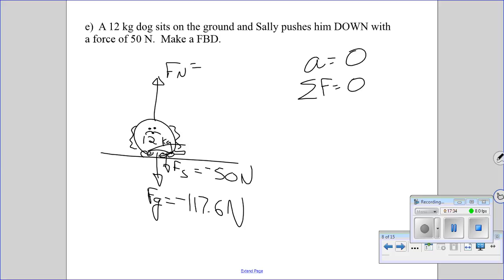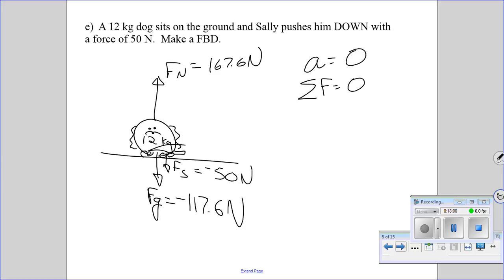How much? Well, exactly enough to make my net force 0. You need exactly enough normal force to make your downward forces cancel out, right? So what are we going to need? 167.6, right? Again, technically I did some algebra there. What I just did was, if normal force is x, I did x plus negative 50 plus negative 117.6 equals 0.